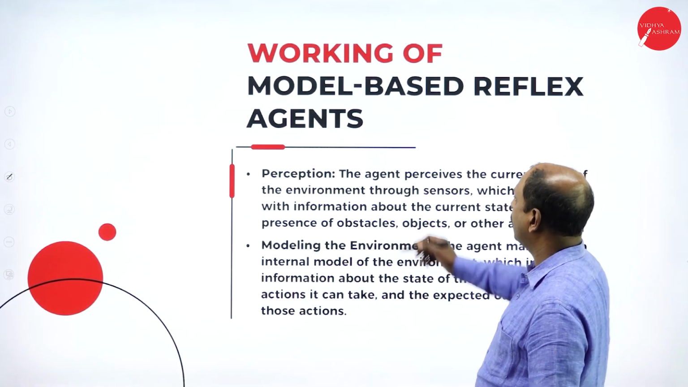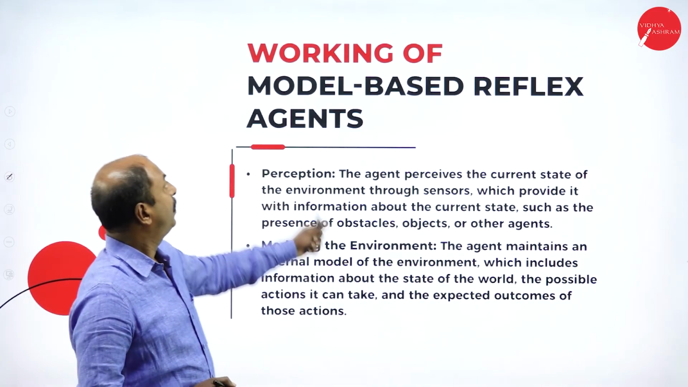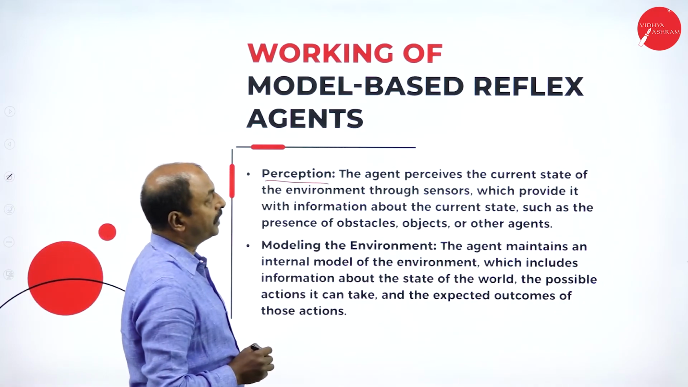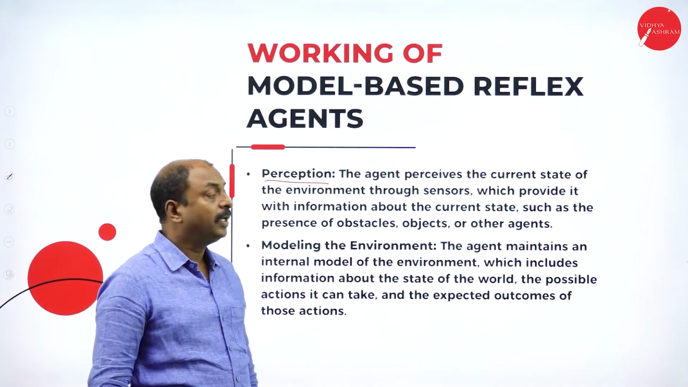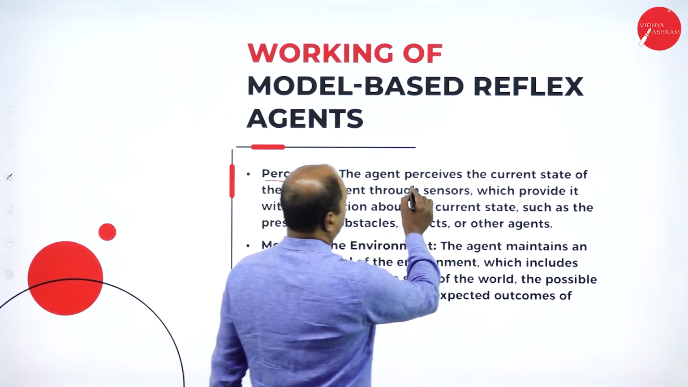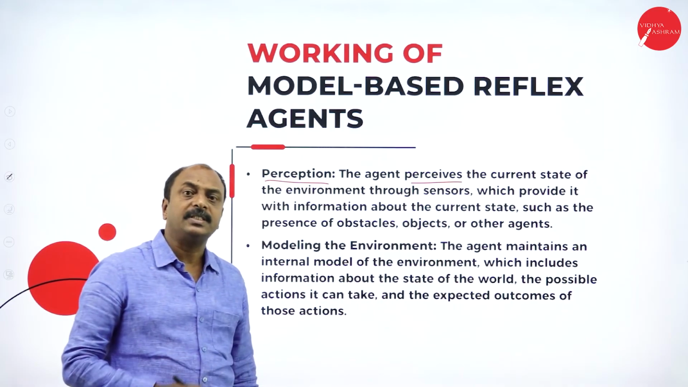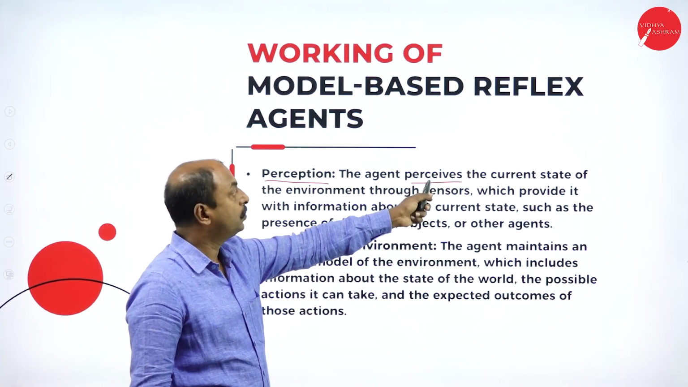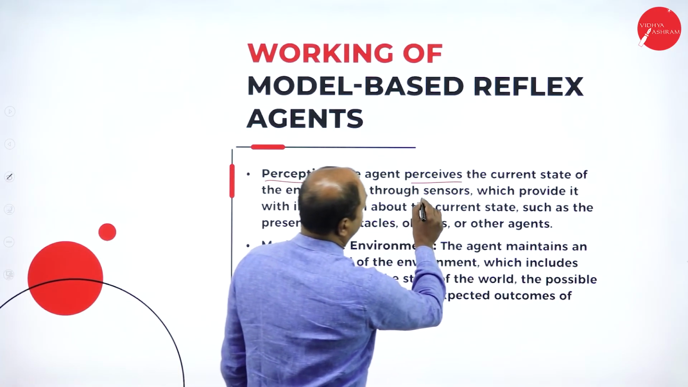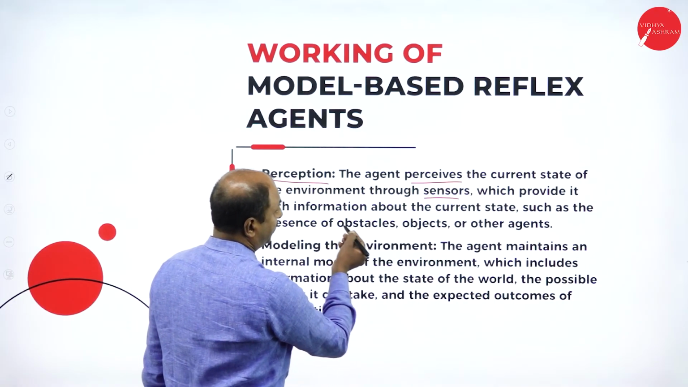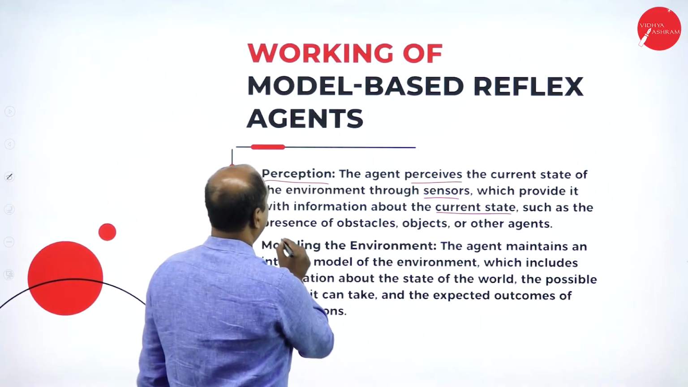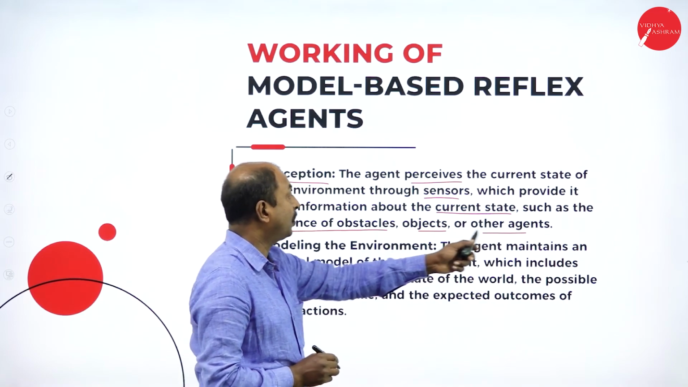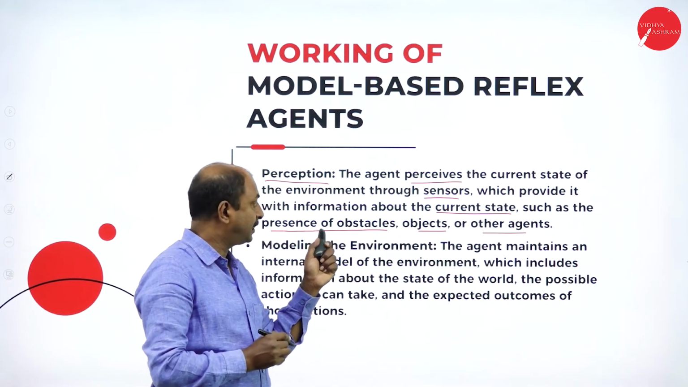In the next slide, how is it going to work? We can say, what is the working of a model-based reflex agent. So one is perception. Perception is nothing but the input of data from the environment. Since sensors are a part of the agent, the agent perceives the current environment through the sensors, which provide information about the current state, such as the presence of obstacles, objects, or other agents. See, these are different types of input the sensor can sense.